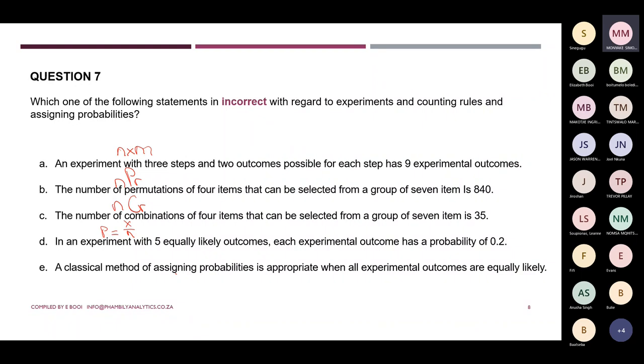Which one of these statements is incorrect? I think it's number E, Lizzie. Nope. Did you calculate A? Did you calculate B, C, and D? The answer is A, Lizzie. What is A? A would be 2 multiplied by 2 multiplied by 2. A will be 3 steps with 2 outcomes, which will be 3 multiplied by 2, which equals 6, and the answer here says it's 9.